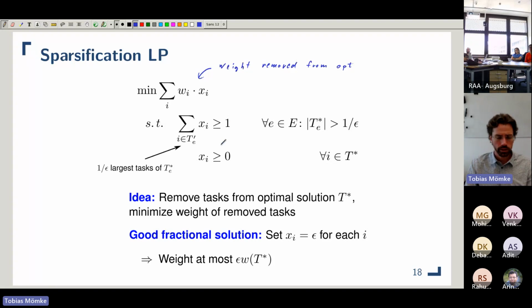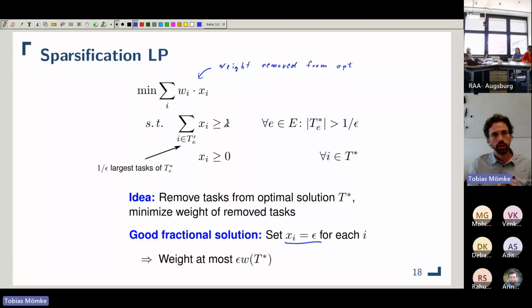And how can we do that? Well, the easiest way to deal with that is to set x_i to epsilon for each i that appears. Why? Because here we always have a sum of 1 over epsilon tasks. And we only look at edges that have sufficiently many tasks. The other edges we are not interested in. We don't sparsify edges with fewer than 1 over epsilon tasks. So if we do this, then for each relevant edge, we have gained a value of 1 fractionally. So we have a very good fractional solution. It only costs an epsilon of OPT.